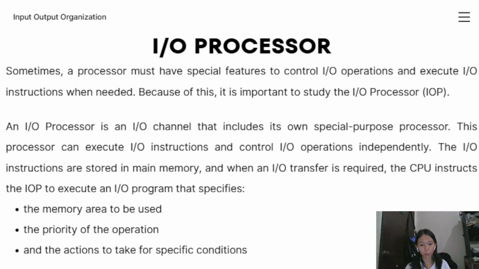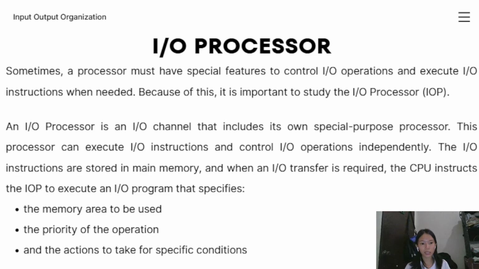Next is the input-output processor. The input-output processor, or IOP, is like an upgraded version of an input-output channel because it doesn't just move data. It also has its own processor. That means it can execute instructions for an input-output task directly without always waiting for the CPU.